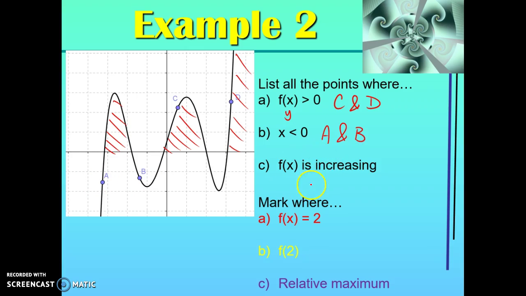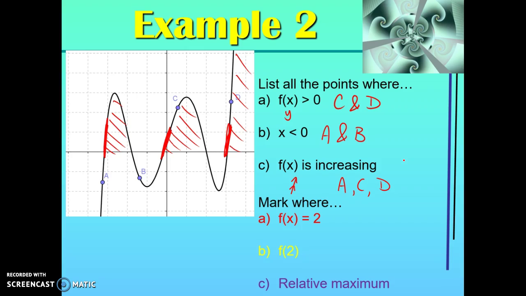F of x is increasing. You're increasing when the graph is heading up to the right. So this is all increasing. This is all increasing. This is all increasing. Those other directions are decreasing. So A is part of that, C is part of that, and D is part of that.